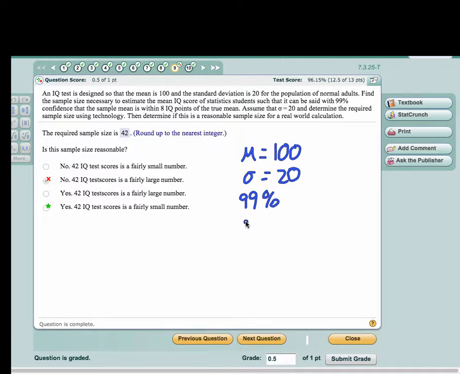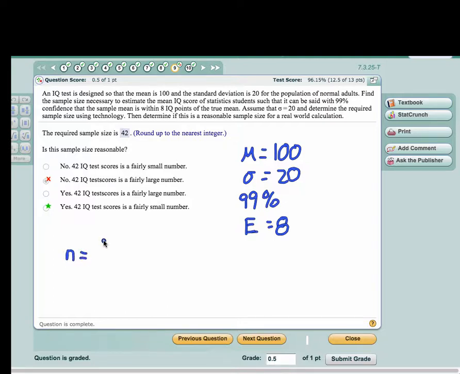Within 8 IQ points means that the margin of error needs to be 8. We are no more than 8 units from the true mean. Determine the required sample size using technology. Okay, so we're going to determine the sample size.